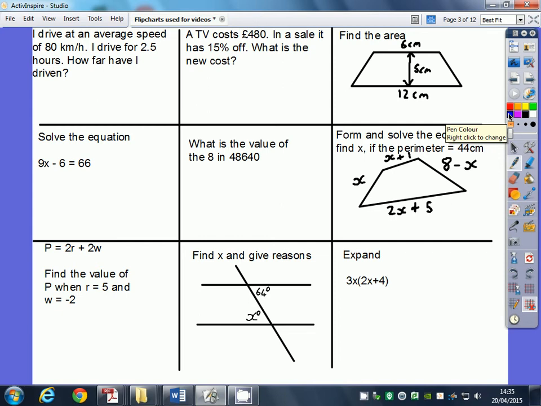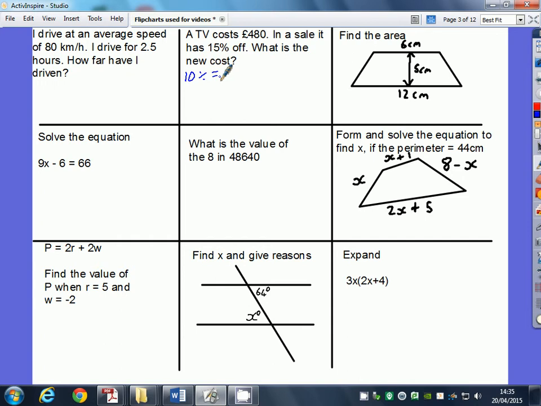So the first thing I'm going to do is find 10% of 480. Well, 10% of 480 is 48. I can then find 5% nice and easily. Well, 5% is obviously half of 10%, so 5% is 24. So 15% must be the two of those added together, which is 72. So 15% is £72, and we've got £72 off 480. 480 take away 72 leaves a new total of £408 altogether. Hopefully most of you got that one correct.